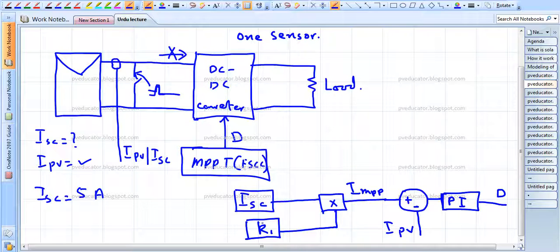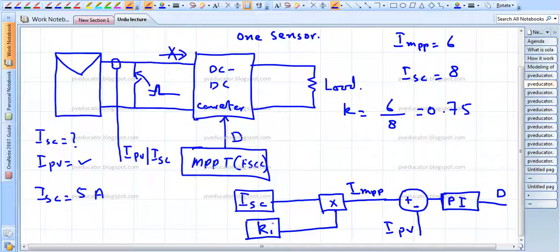Now how can we find out this K1? This K1 can be found from the data sheet. So for example, we have a data sheet that states that IMPP is equal to 6 and the short circuit current is, let us suppose, 8. So K will be equal to 6 divided by 8. Let us compute it. It will be equal to 0.75. So 0.75 will be the value of this K1. So let us see how this technique works.